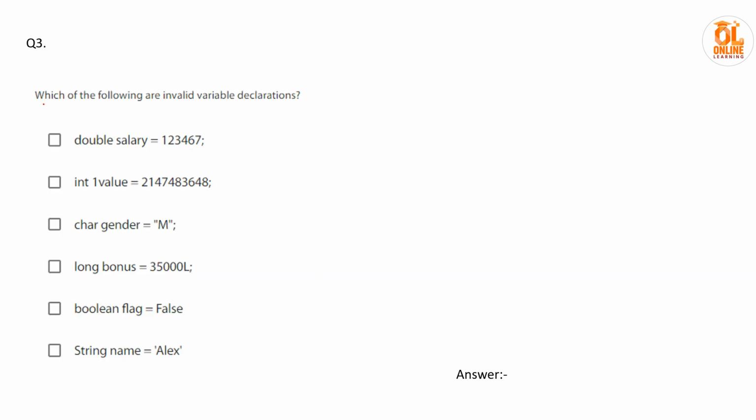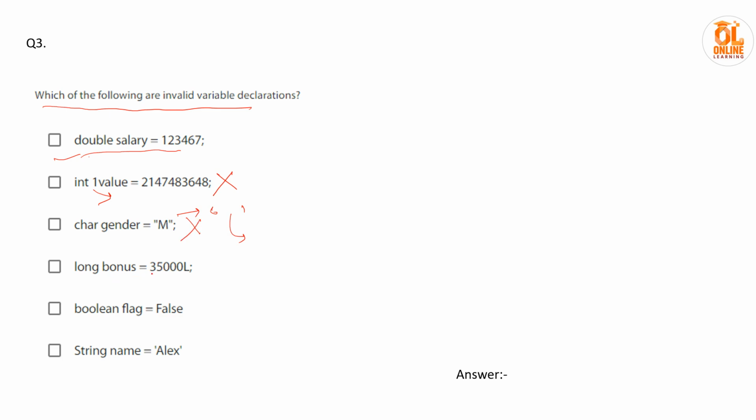Now it is given, which of the following are invalid variable declarations? Okay, so double salary is equal to 1234567, it is right. Int 1value, no, we cannot start a variable name with a number. So this is false. Char gender = "m", we know a character takes a single quote. As it takes a single character, it will also take a single quote. So this is also wrong.